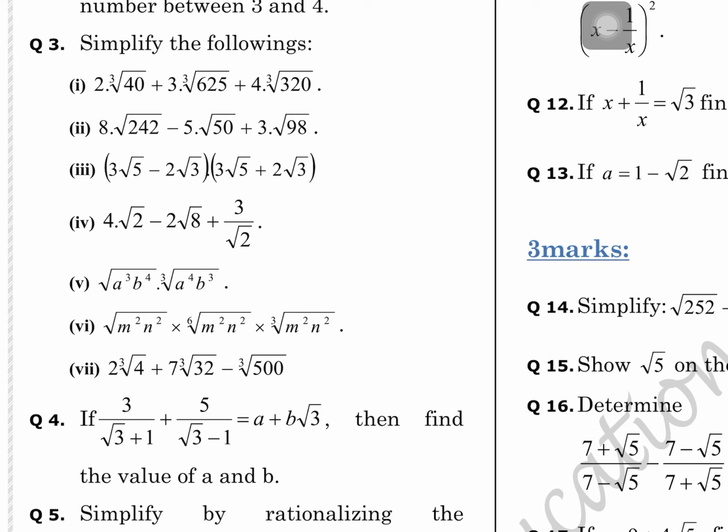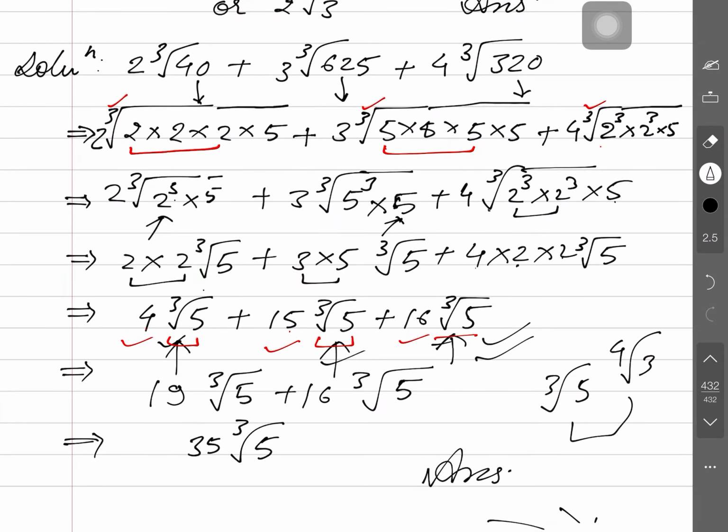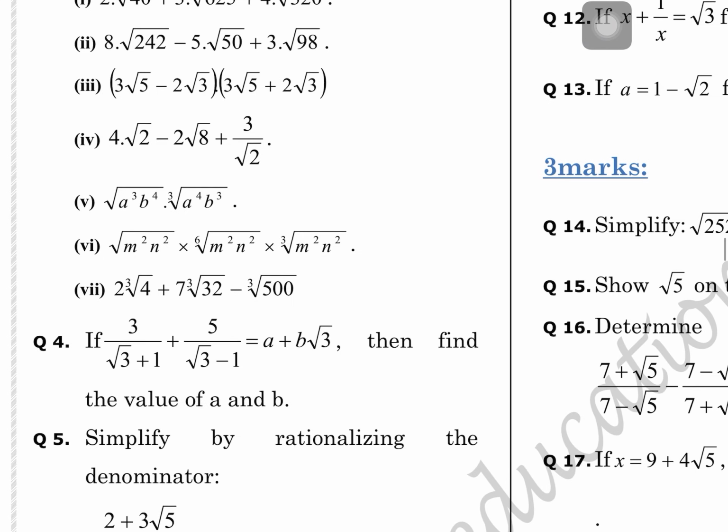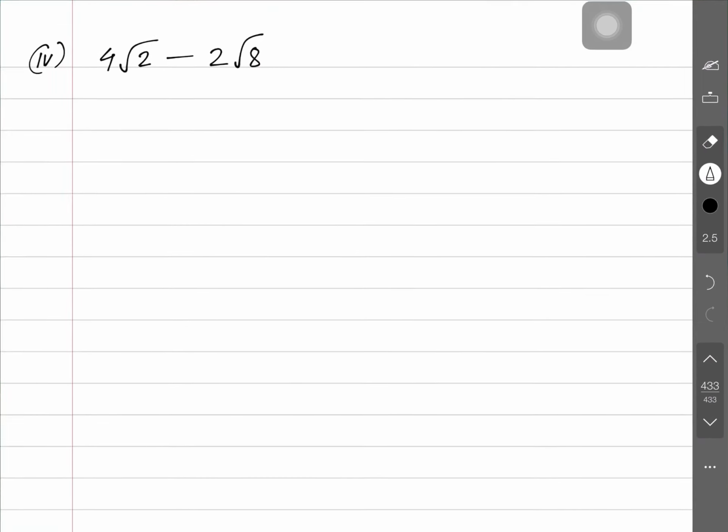4 root 2 minus 2 root 8 plus 3 by root 2. We have to solve this. Obviously, an index is there. If nothing is written here, it means its index is 2. Clear? Now it's 4 root 2.